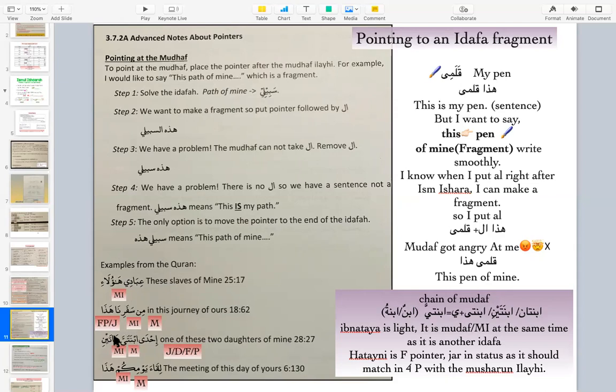Okay, so again, this hataini is pointing to this idafa fragment over here. These two, one of these two daughters of mine, you can marry, or whatever he was talking about. So ihda is our mudaf, ibnatayya is our mudaf ilayhi, then ibnatayya is playing a double role, so this is again our mudaf, and then ya is our mudaf ilayhi over here. So this chain of idafa is going on, and this hataini is pointing to this fragment over here.